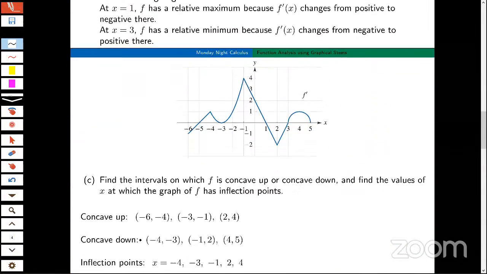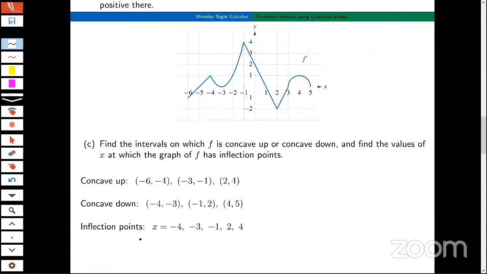Let's take a look at part C. This one says, find the intervals on which f is concave up or concave down, and find the values of x at which the graph of f has inflection points. Well, before I answer this, I've got some answers down here, but let me scribble a little bit more over here. Here's the concept I think that most of us use.